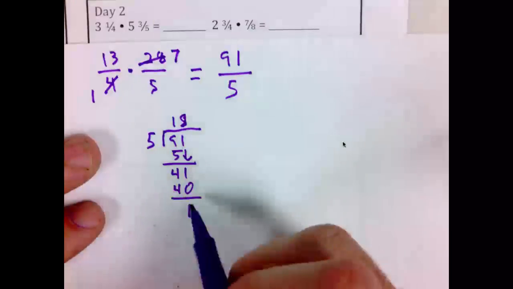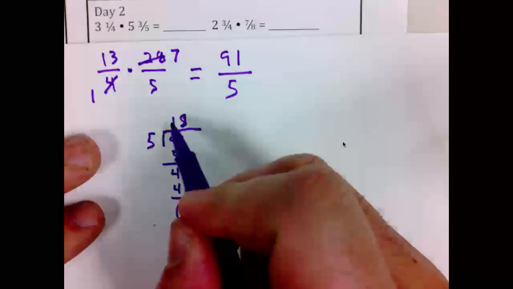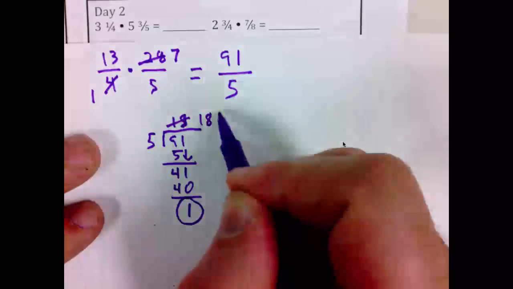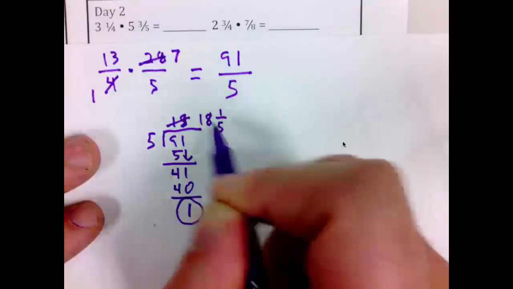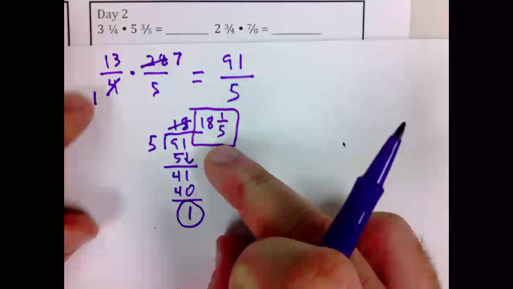Subtracting. Well, this 1 I can write as a remainder over this 5, my divisor. Rewrite this as 18 and 1/5. That is my quotient, 18 and 1/5. Before I leave, I want to check for reasonableness.